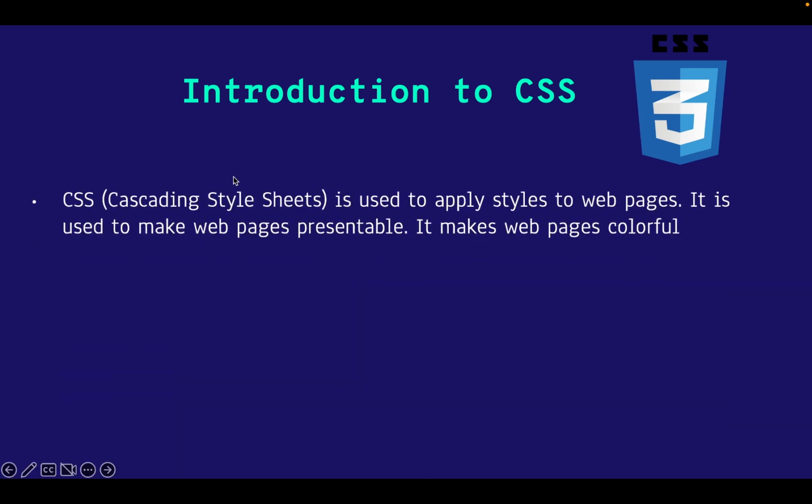So CSS, the full meaning of CSS is cascading style sheet, right? You don't have to memorize this, but just know that it is called cascading style sheet, used for styling, just like how ladies used to style their hair, right? You style something, like we want to style our website, we want to make it look beautiful, right? So it's used to apply styles to web pages, right? Style, like women hair styles, right?